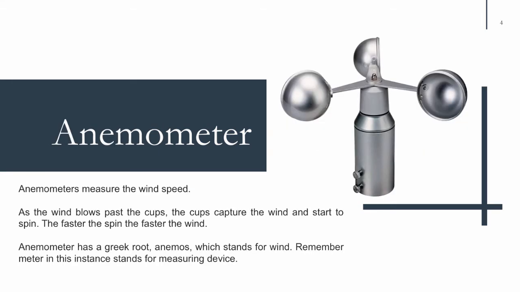An anemometer measures the wind speed. You'll notice on the top of an anemometer there are a bunch of cups. As the wind blows, the cups capture the air and make the anemometer spin. The faster it spins, the faster the wind speed. An anemometer actually has some Greek root words too. The root word is anemos, which stands for wind. So remember, meter is a device for measuring. So now I have a device for measuring wind, and specifically its speed.